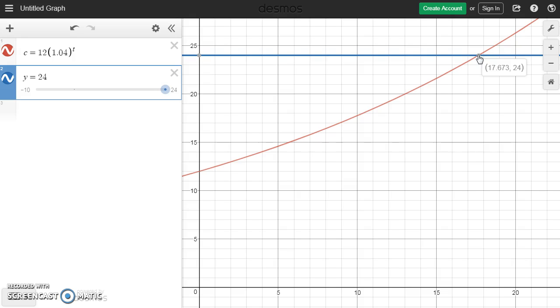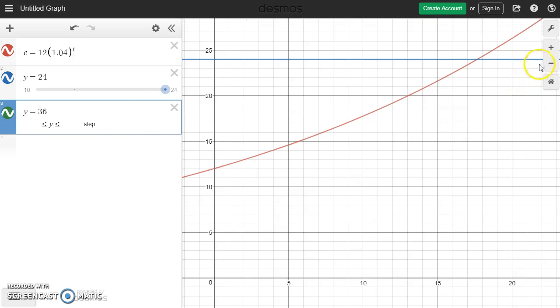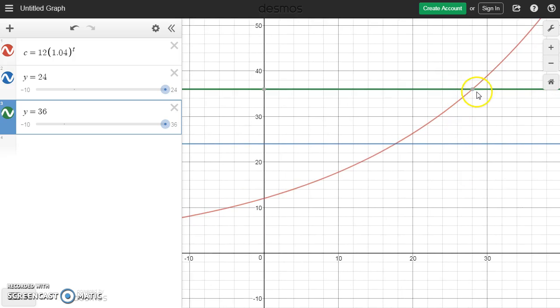Similarly for part 7b, we want to find how many years it will take for the price of a pizza to triple. So that would be when the cost is $36. So typing in y equals 36 and then zooming out, we can click on one of those graphs and then find that point of intersection. So after about 28 years, the cost of a pizza would triple.